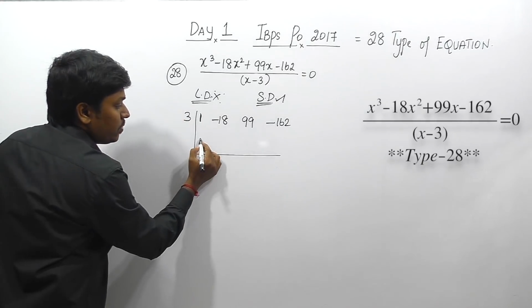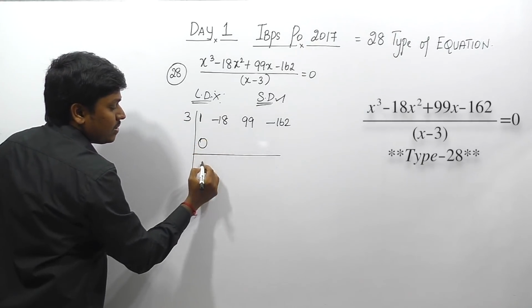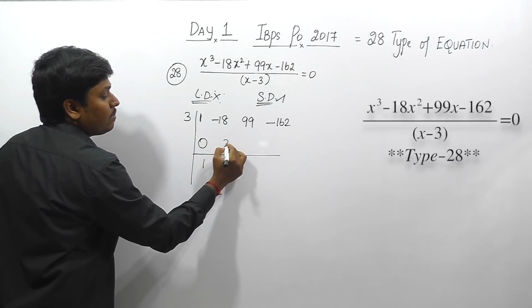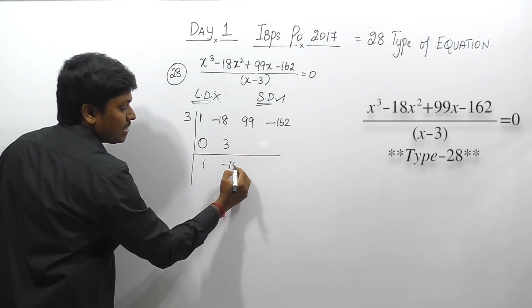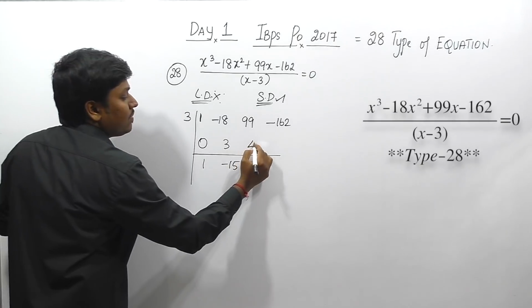So friends, first of all, you need to put 0 here. So 1 plus 0 will be 1. 1 into 3 will be 3. So minus 18 plus 3 will be minus 15. Minus 15 into 3 will be minus 45.